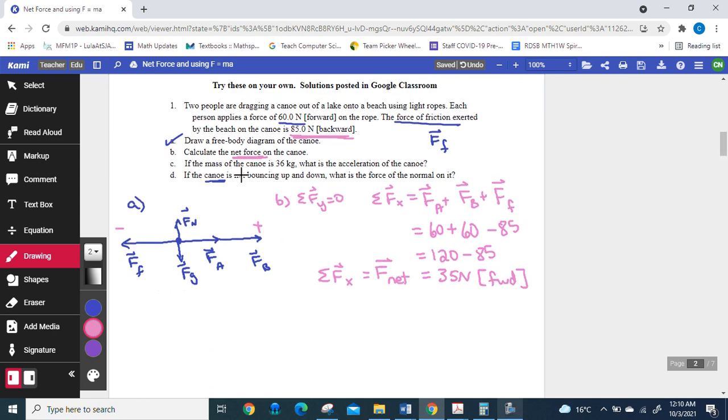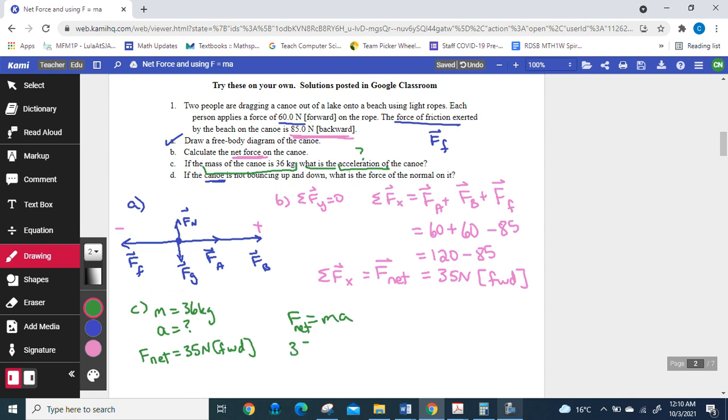Now, if I have the mass of the canoe, can I figure out the acceleration? I sure can. The mass is 36 kilograms. The acceleration is what we're looking for. And I know my net force is 35 newtons forward. So in this case, we can use good old F equals ma. My net force is going to relate my mass and my acceleration.